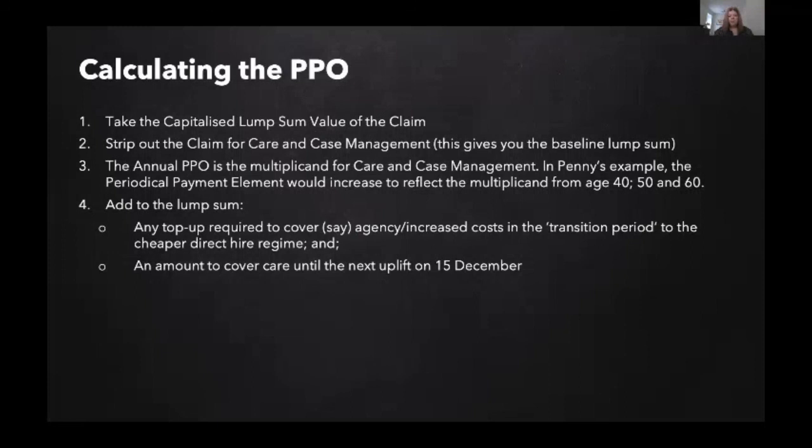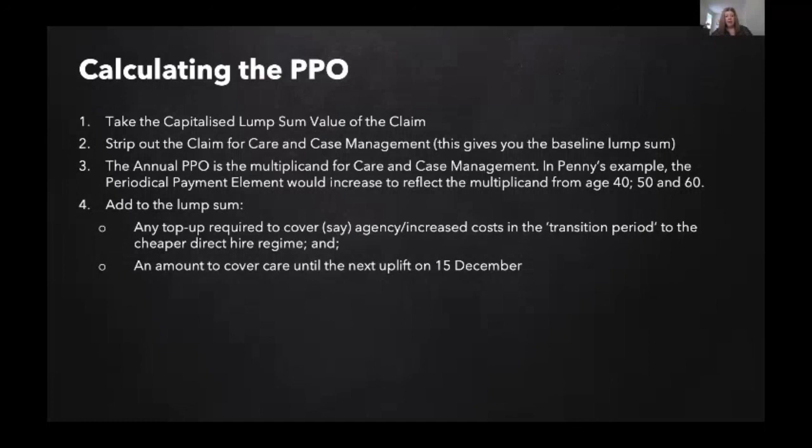Now, in keeping with our Back to Basics brief, all you need to know about the claim for periodical payments, assuming that the claim was settled on the basis of Penny's schedule as drafted, is that from age 40, Penny will receive £41,346 per year. She'll receive £82,042 per year from age 50 and £134,533 per year from age 60 for life.